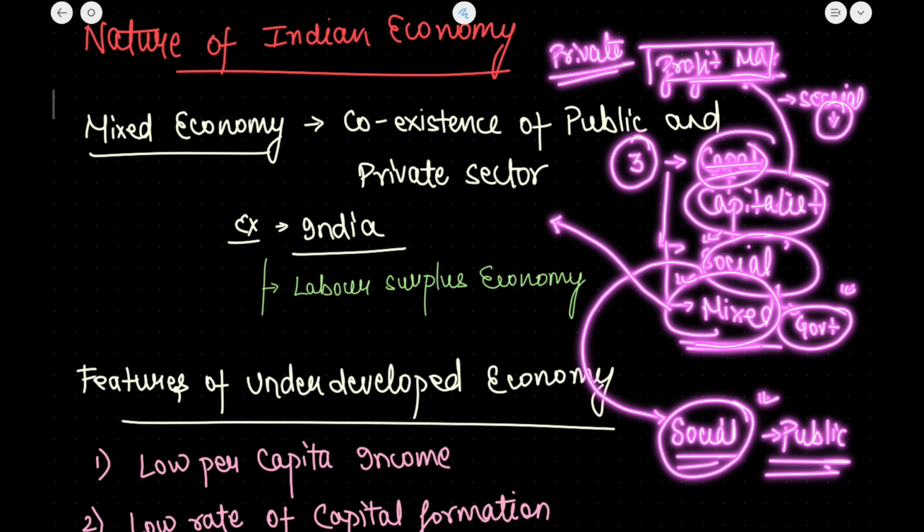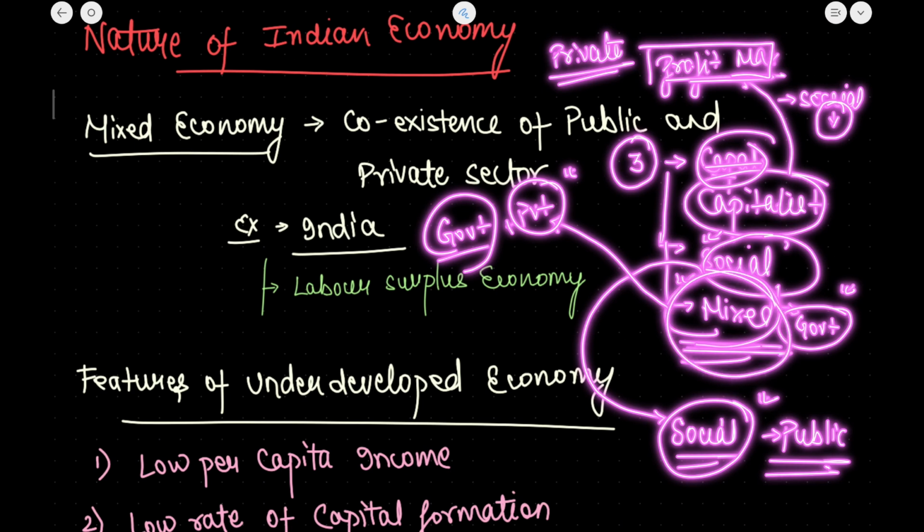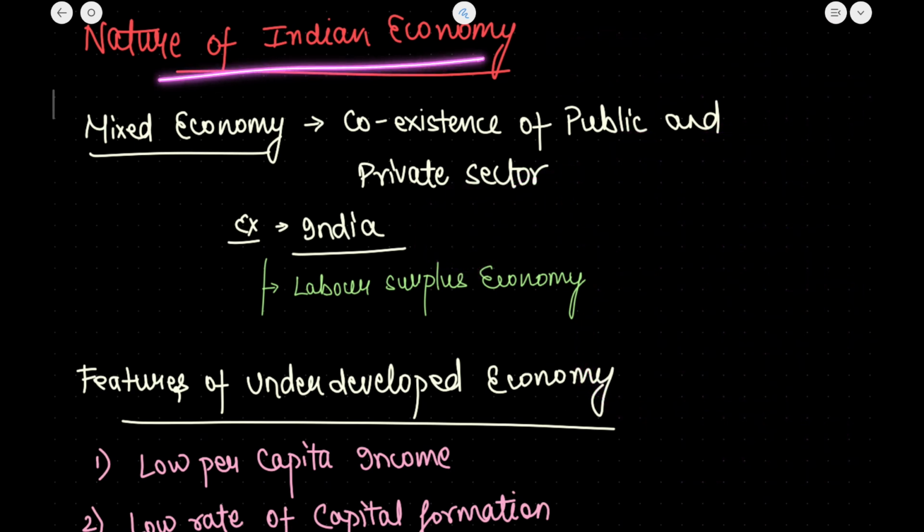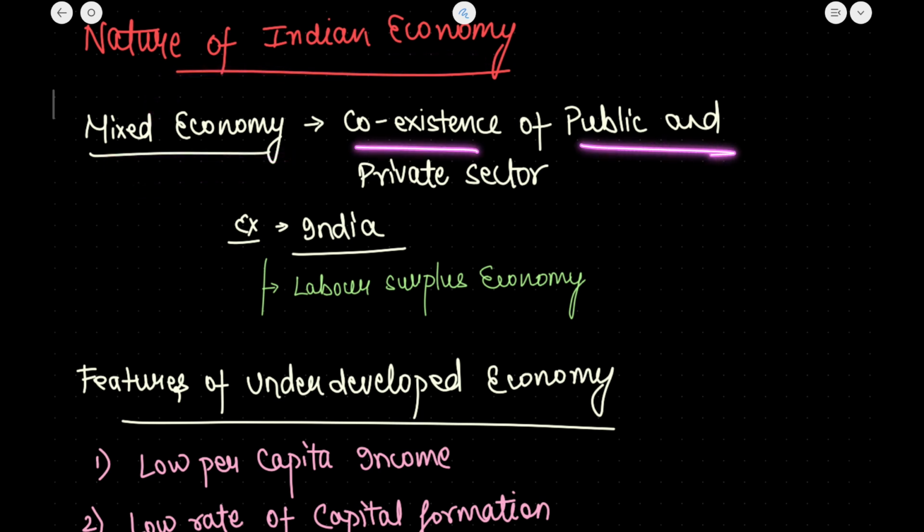Now in the mixed model, there is participation of both the government as well as the private sector. So where there is participation of both, that economy is termed a mixed economy. Now the nature of the Indian economy is a mixed economy. Why? Because there is coexistence of both the public as well as the private sector.